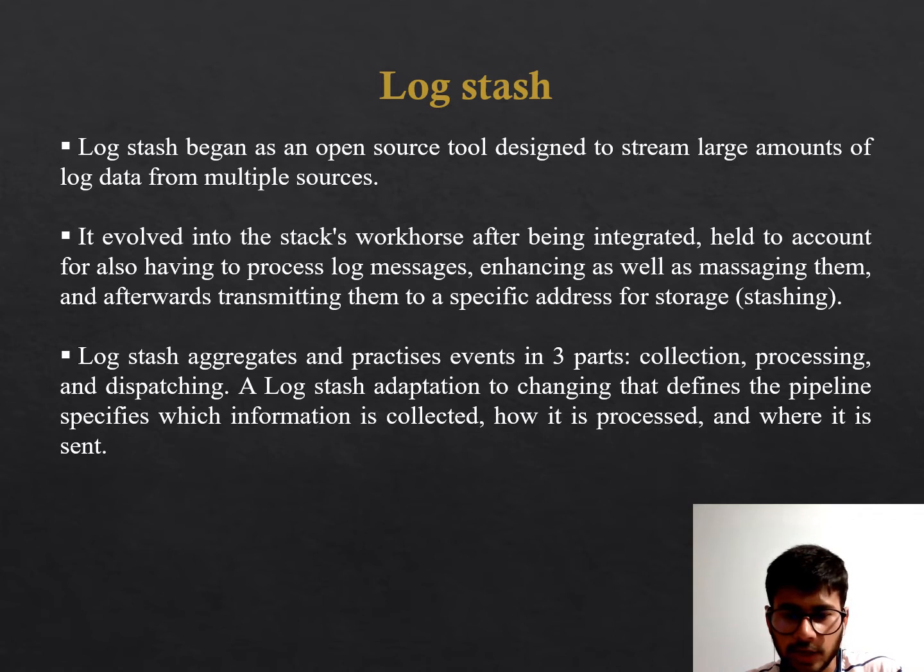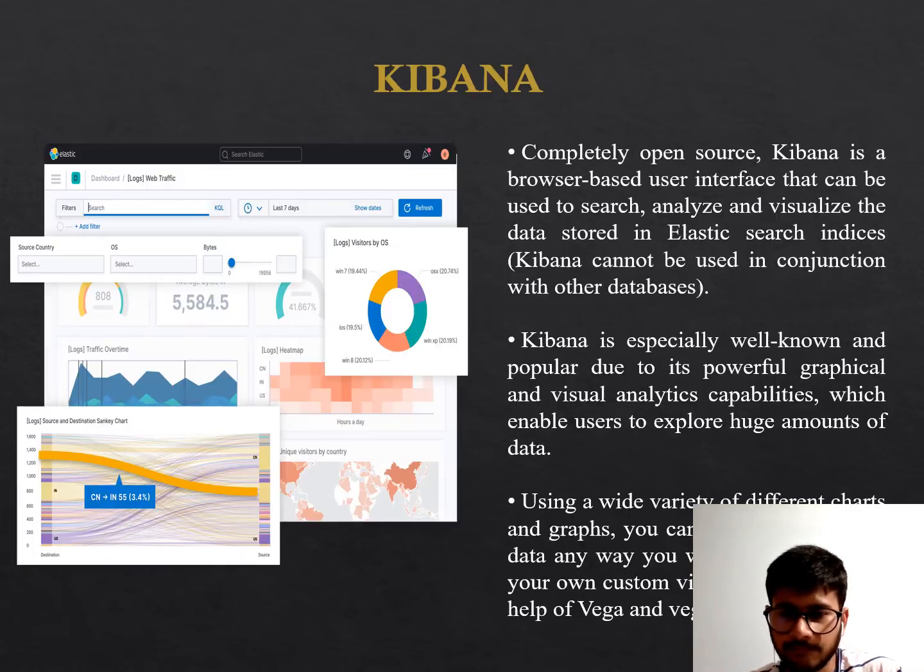Logstash aggregates and processes events in three parts. First is collection, second is processing, and third is dispatching. A Logstash configuration that defines the pipeline specifies which information is collected, how it is going to be processed, and where it is sent.